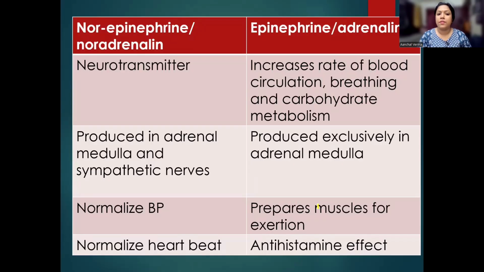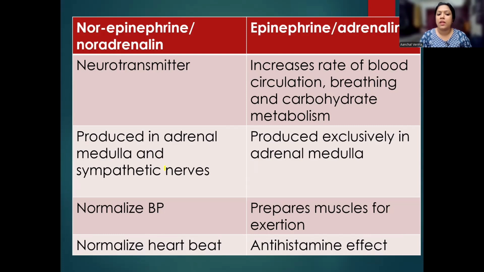Now the difference between adrenaline and noradrenaline. Noradrenaline basically is a neurotransmitter. Adrenaline, or epinephrine, increases the rate of blood circulation. Breathing rate and carbohydrate metabolism increase because under stress your body requires more sugar, more oxygen, more blood. Blood is the fluid which actually transports everything to the place where it's needed. For example, if you run away from a situation, the muscles should get enough oxygen and enough carbohydrate, that is glucose, so that energy can be produced.